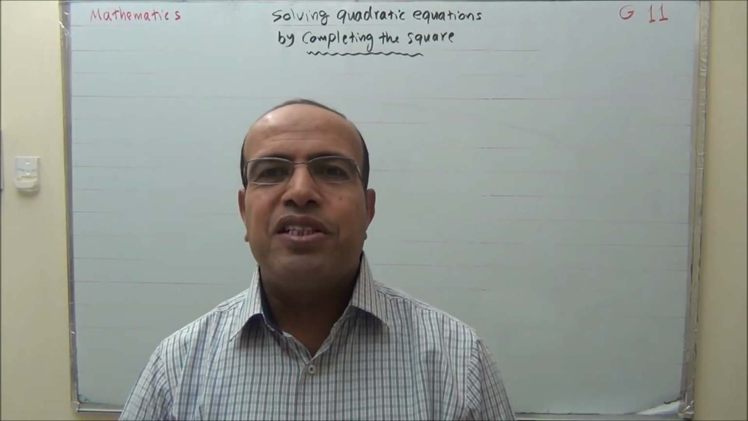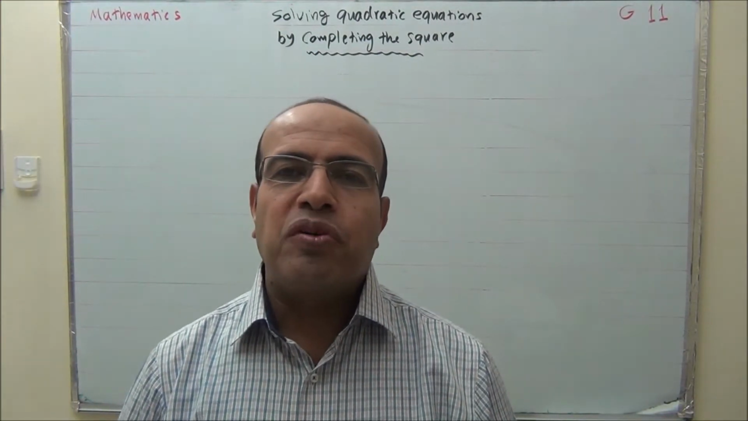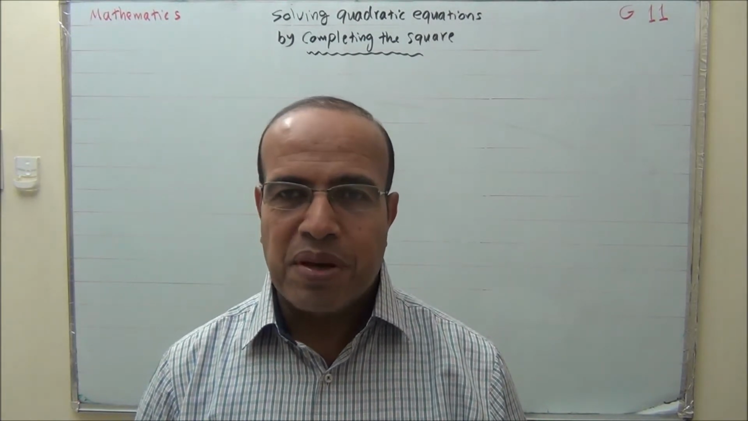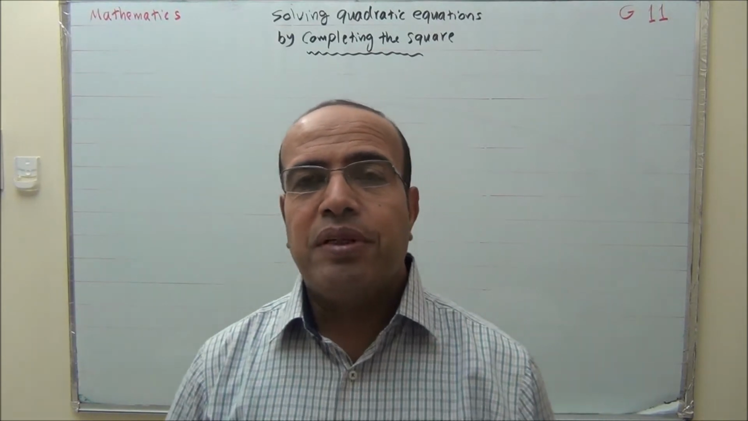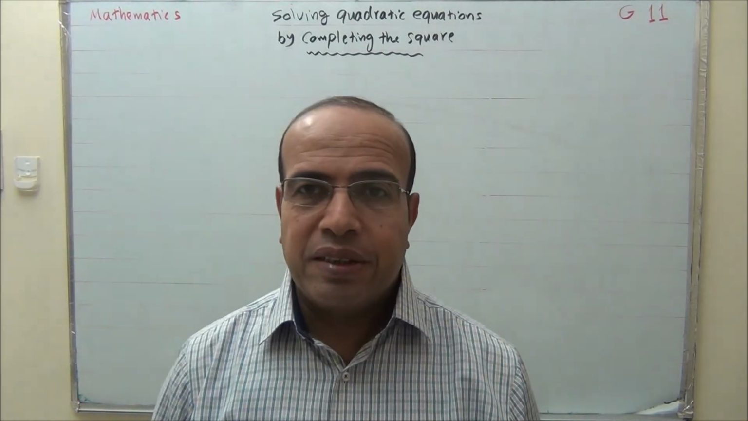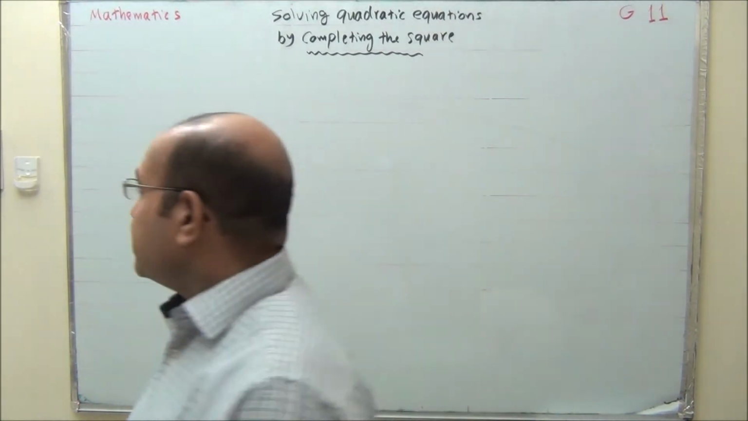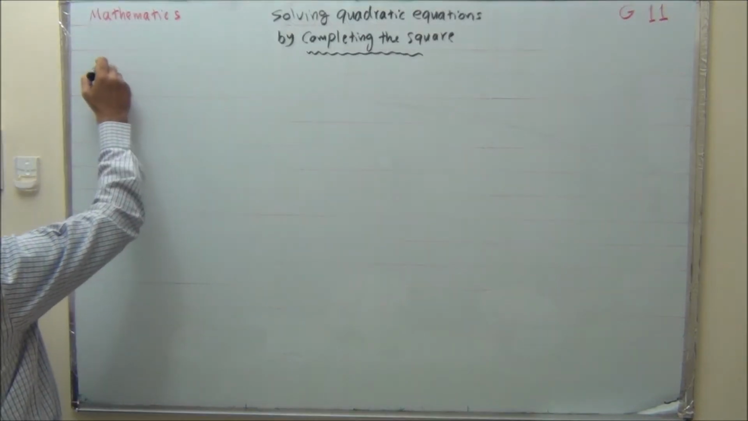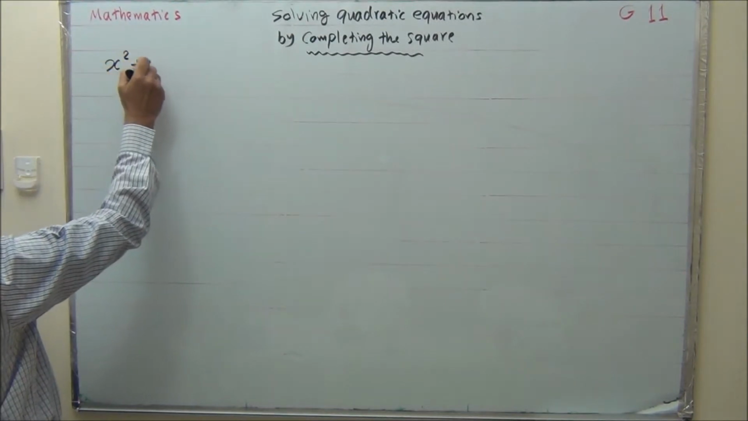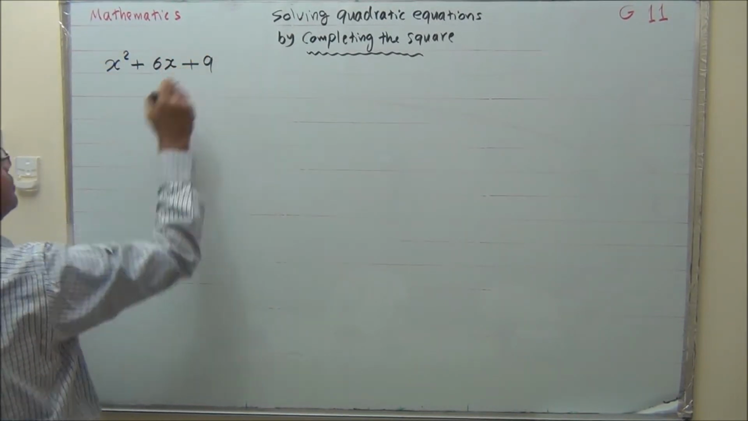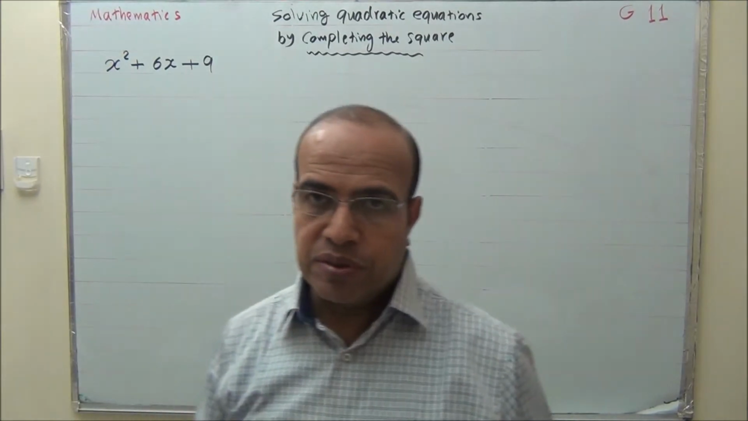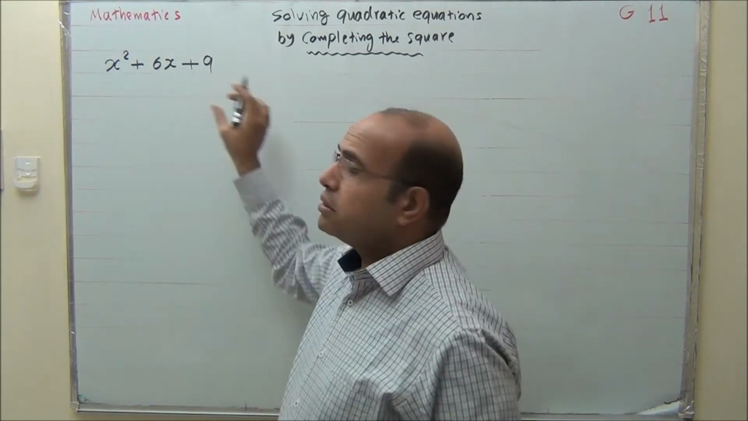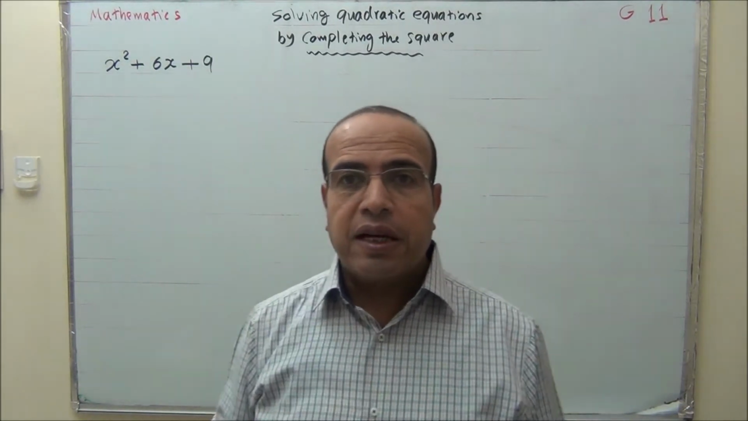Hello everyone, in this video I explain how to solve the quadratic equation by using the completing the square method. First of all, we need to understand what we mean by quadratic expression. A quadratic expression has power 2, like this, x squared plus 6x plus 9. This is called a quadratic expression. It is not an equation because it is not equal to anything. It is just an expression. It is of second degree.